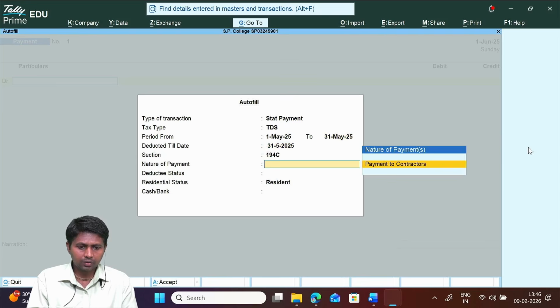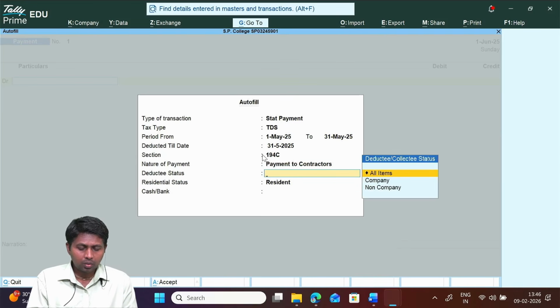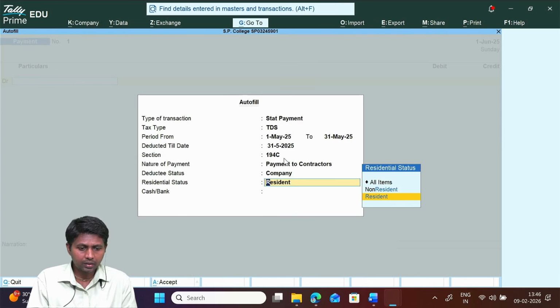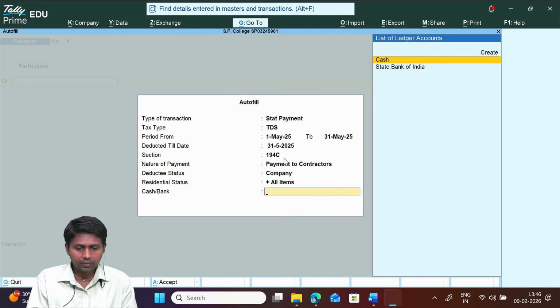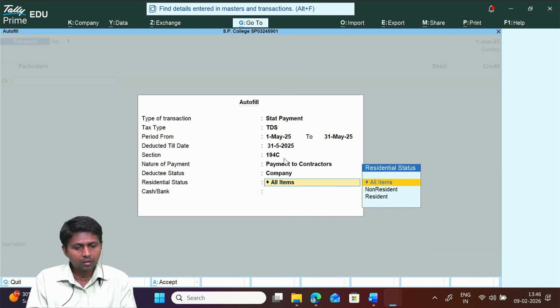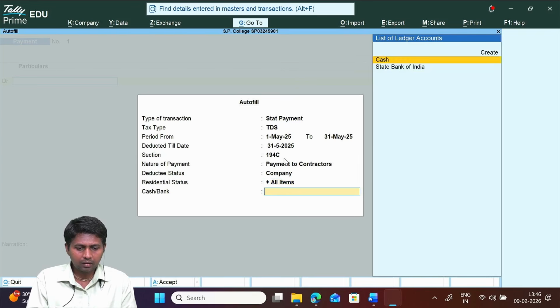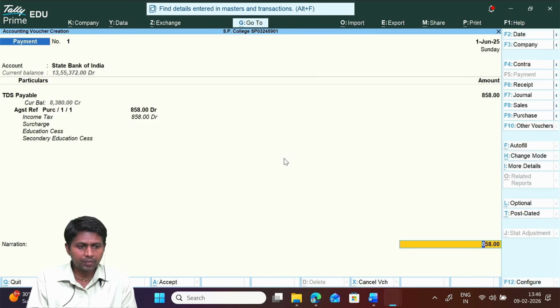Now, what is important in 194C? Don't create one single challan. In 194C, for company and non-company, prepare 2 separate challans. Correct. Now here, one challan of company, say all. We don't have any non-resident, therefore all. And then bank name and enter. Automatically you will get the amounts. My amount can be different from your amount because of PRN and because I have not passed all the entries.